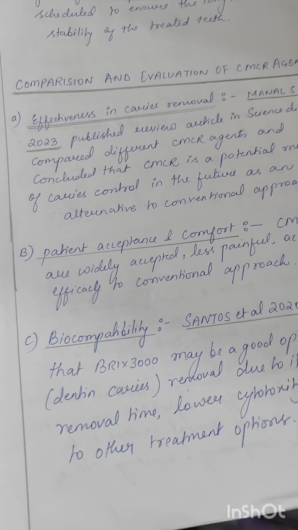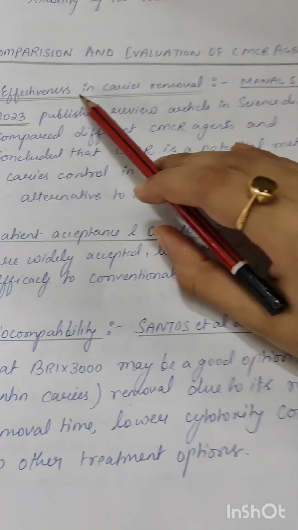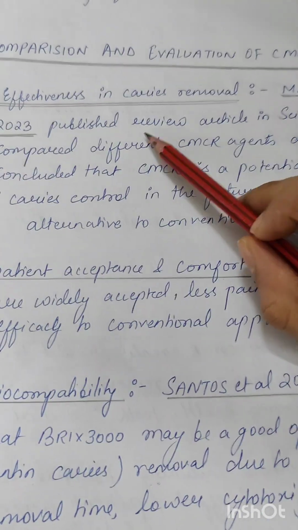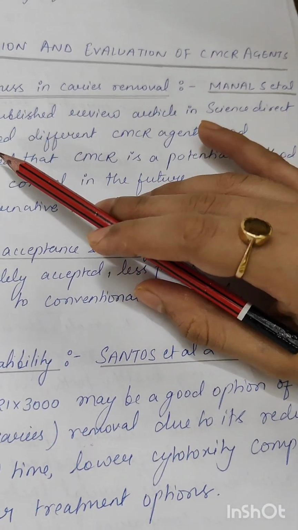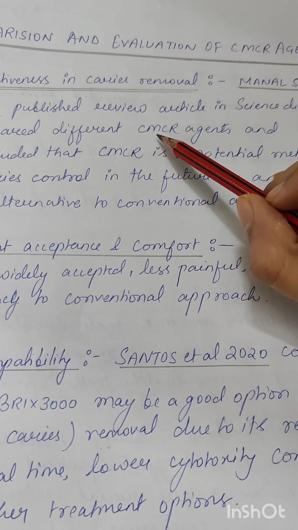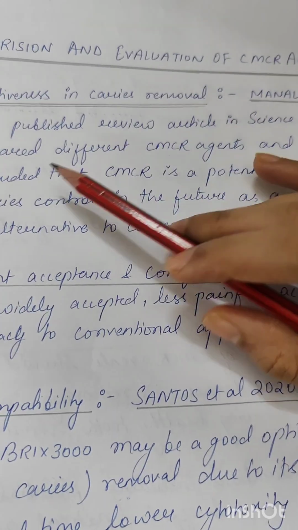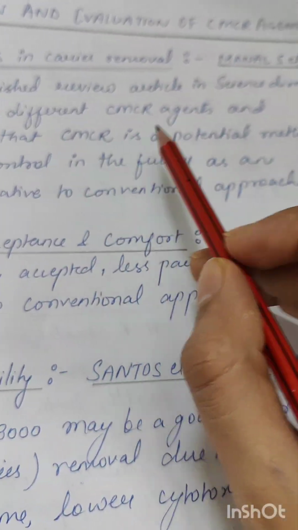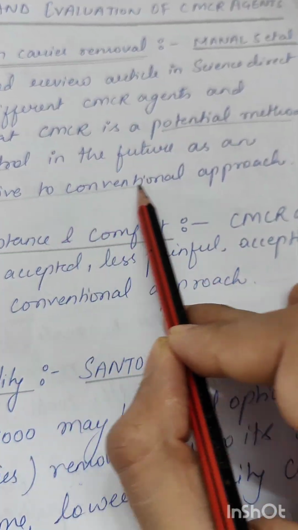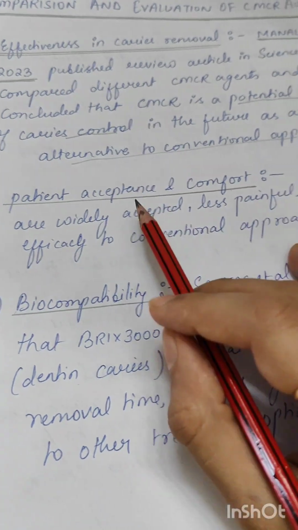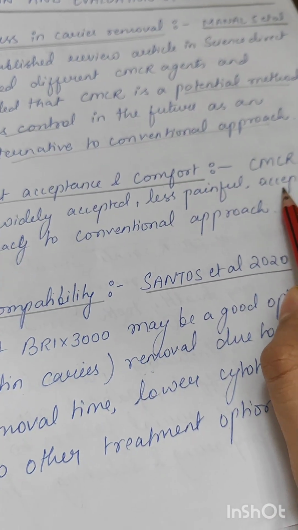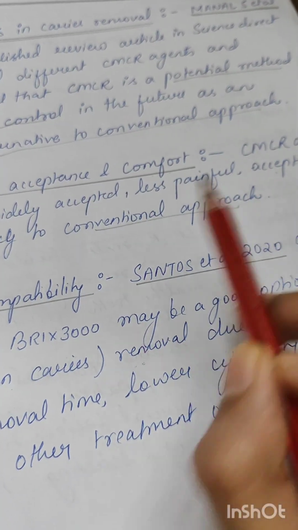Another comparative evaluation on effectiveness in caries removal was done by Manal S. et al. 2023. They published a review article in ScienceDirect and compared the direct chemomechanical caries removal agents and concluded that chemomechanical caries removal is a potential method of caries control and in the future an alternative to the conventional approach. Next, patient acceptance and comfort. CMCR agents are widely accepted, less painful and of acceptable efficacy compared to the conventional approach.